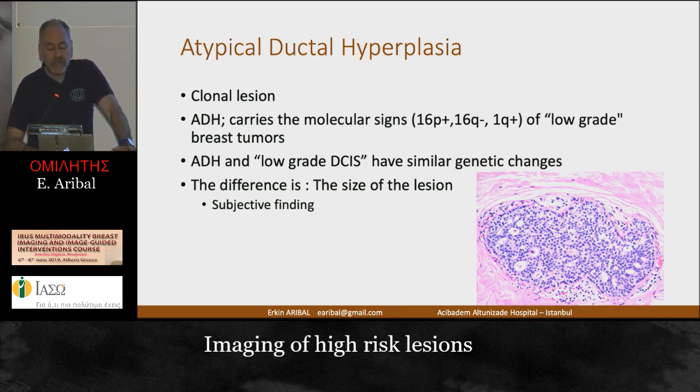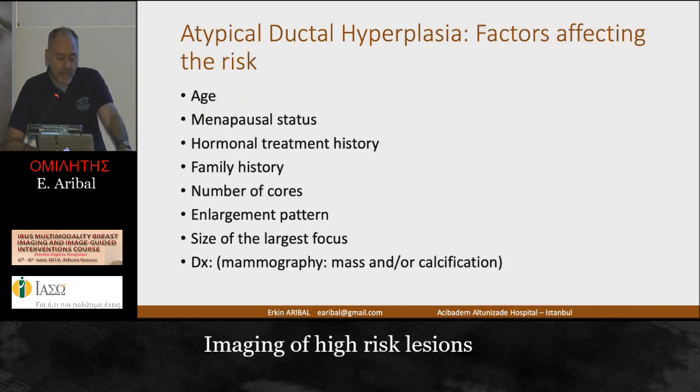So what is atypical ductal hyperplasia? It is almost the same as DCIS. The only difference for the pathologists is the size. When the lesion is smaller than 2 millimeters, they call it ADH, but when it's larger, it's a DCIS. So you should be very cautious when you receive an ADH result in your report.